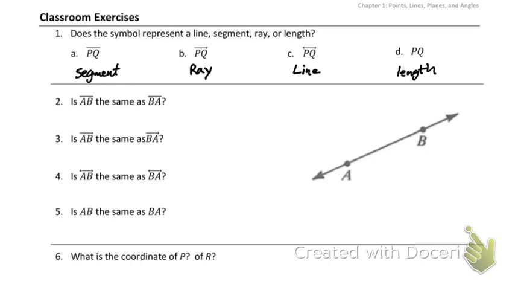Is AB the same thing as BA? Yes. They're the exact same segment. Remember, A to B are all the points between A and B. B to A are all the points between B to A. We're talking about the exact same thing. So, yep.